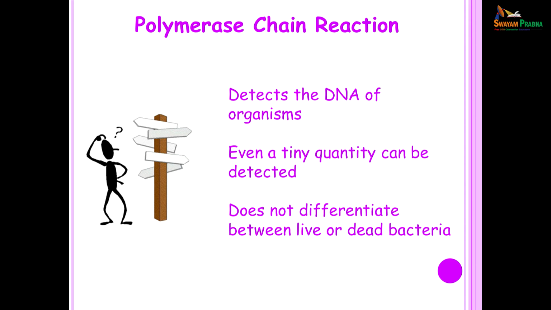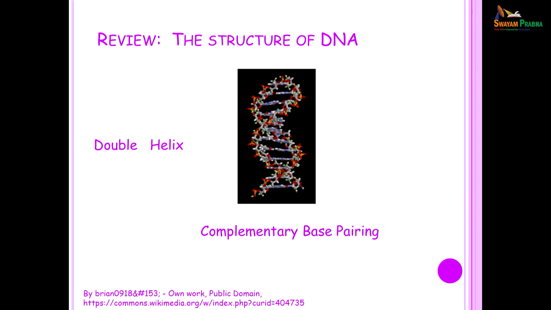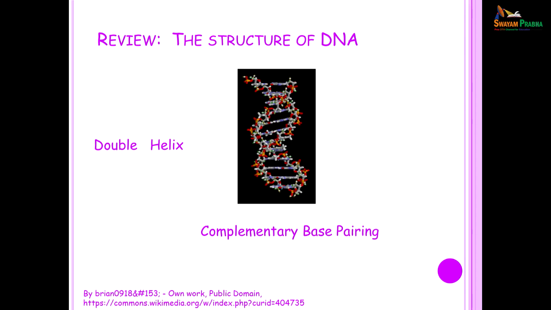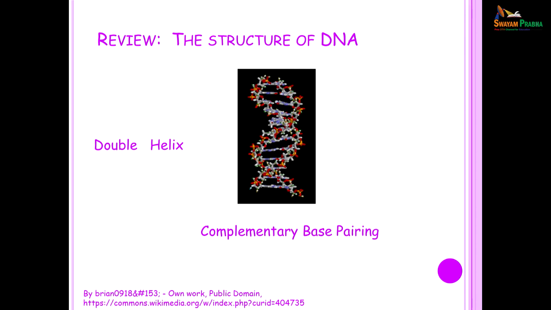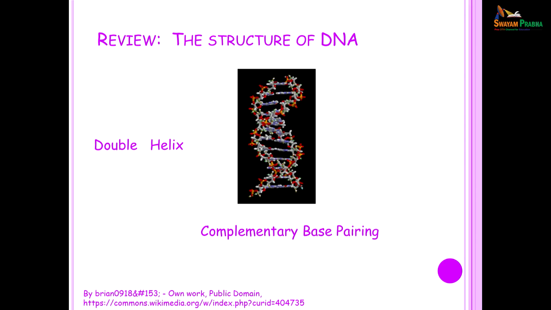So, especially when you have a patient who is suffering from meningitis and you want to find out the cause of that meningitis, doing a PCR helps in diagnosing the condition early. However, the disadvantage of the PCR test is that it does not differentiate between live or dead bacteria, and therefore, at times can give false positive reactions. So, how does it work? We will start with looking at the structure of DNA. As you know, DNA is in the form of a double helix and has complementary base pairing.